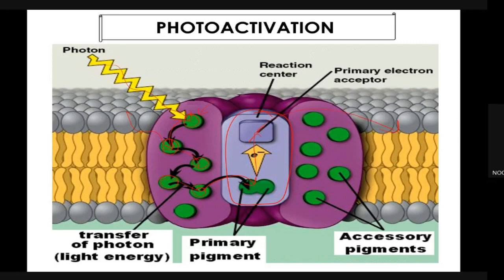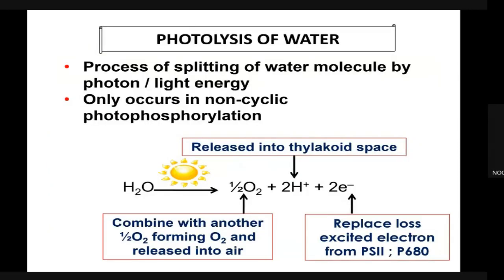So bear in mind, the primary pigment has already lost an electron. This creates a deficiency in the primary pigment, so the electron needs to be replaced. Photolysis of water is important to replace this electron.